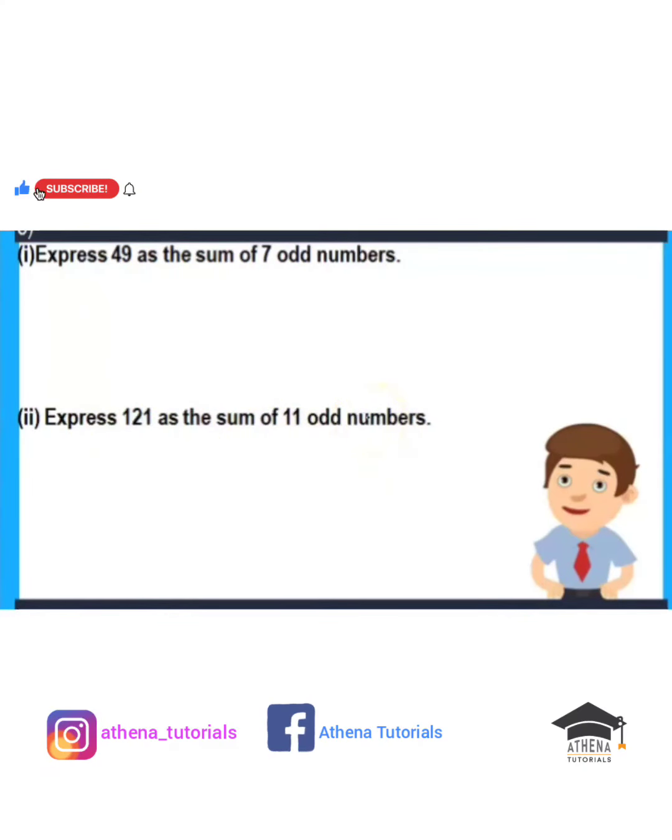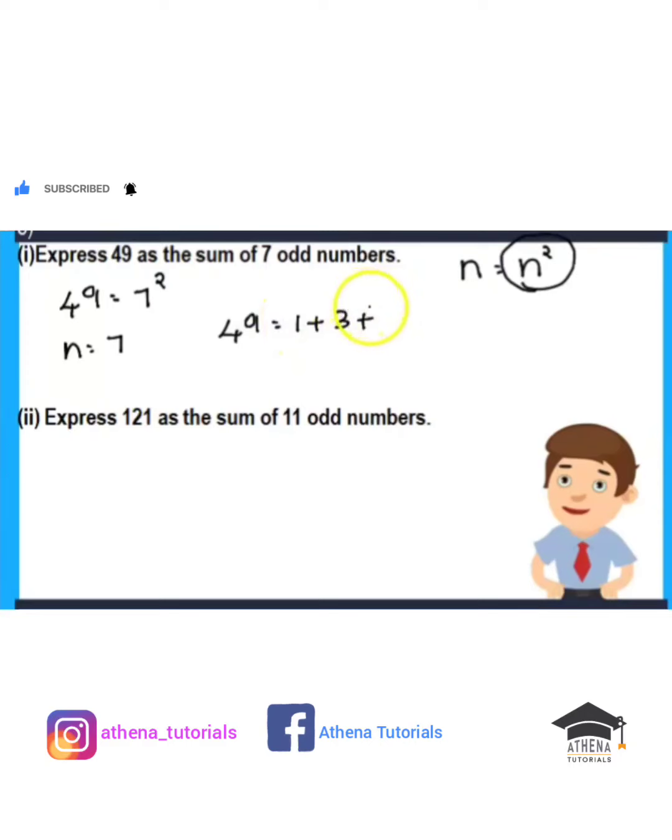What I had told, the sum of first n odd numbers will be n square. Here we know the sum, that is n square, that is 49. So 49 is 7 square, right? So the value of n will be 7. We need to express 49 as the sum of 7 odd numbers. Let's do it. 49 is equal to 1 plus 3 plus 5 plus 7 plus 9.